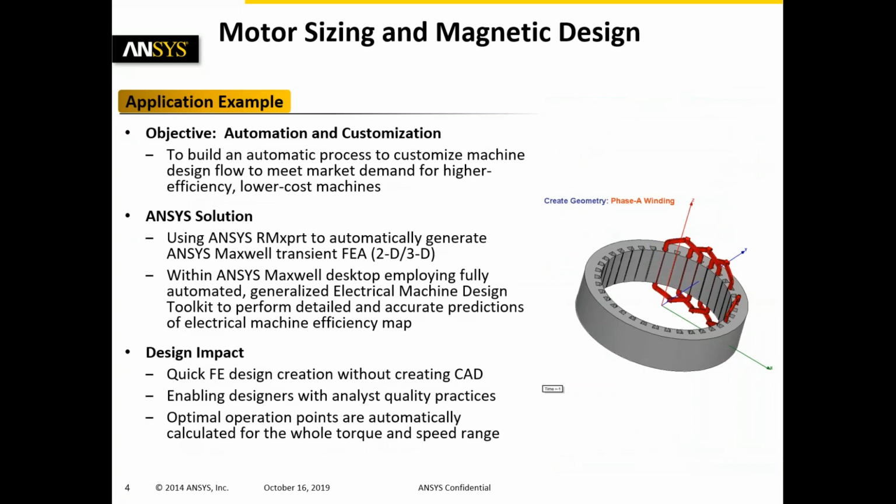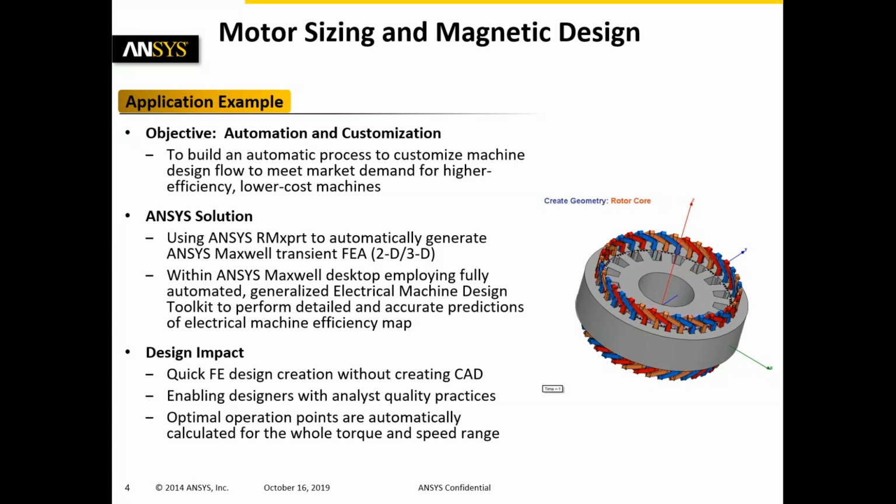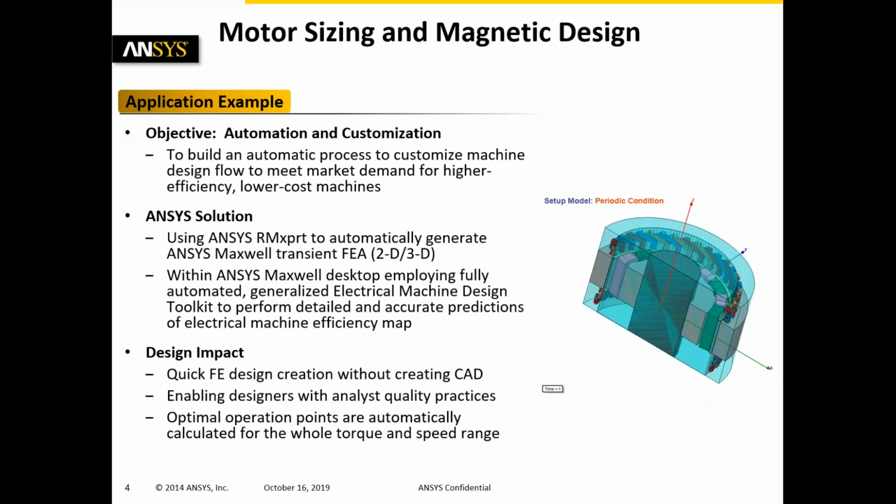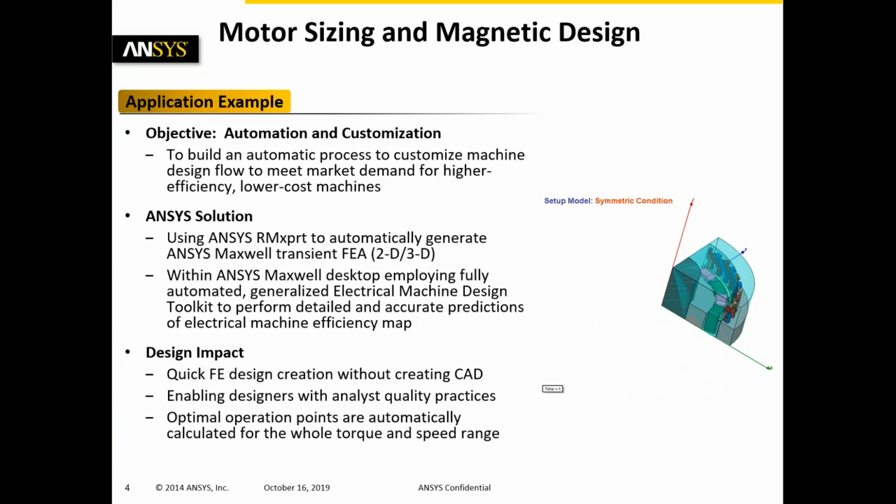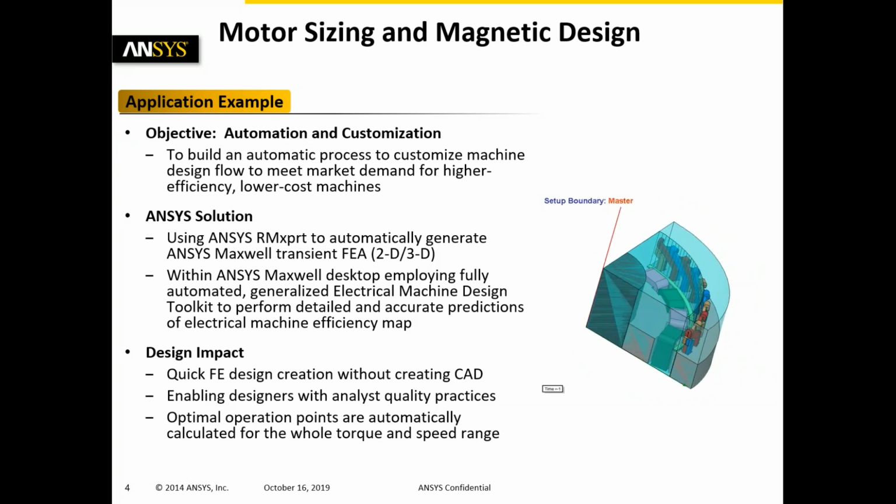So another application example would be automation and customization. To build an automatic process to customize the machine design flow to meet market demands for higher efficiency, lower cost machines. The ANSYS tool provides this kind of capability, but at the same time it also involves some human effort in order to create a workflow like this.